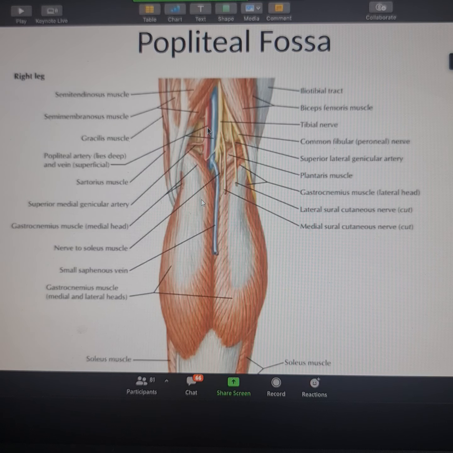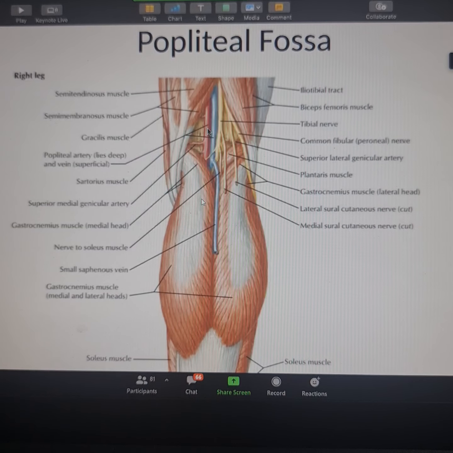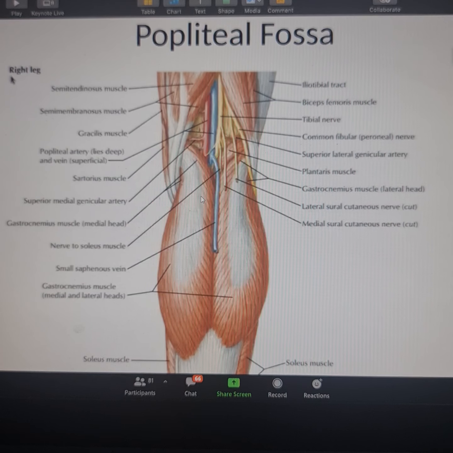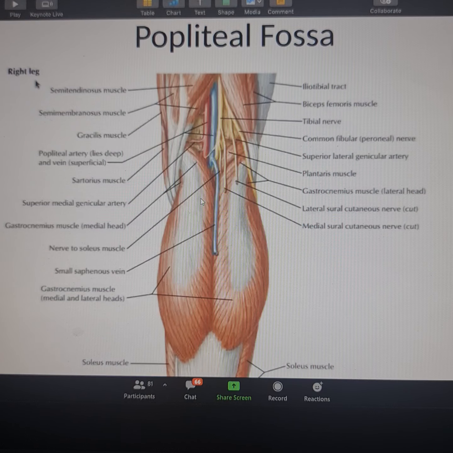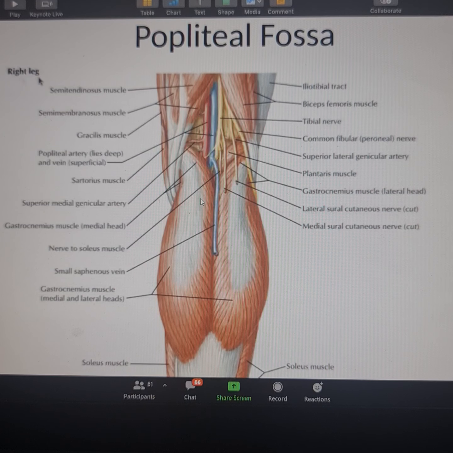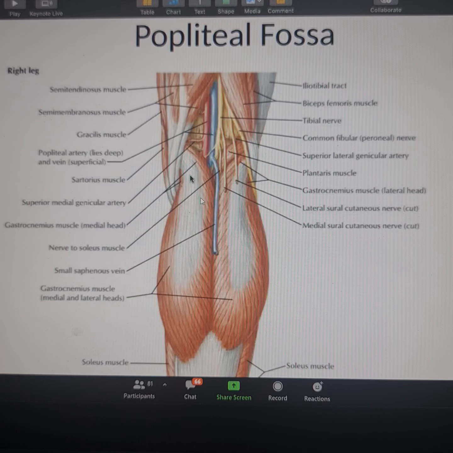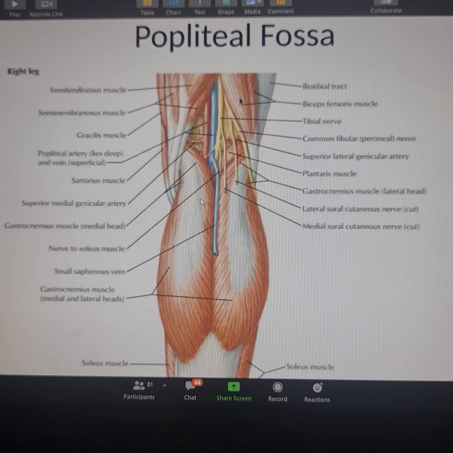Alright? So, first, let us identify which is medial, which is lateral. Left side is medial. Right side, lateral. Oh, it has a label, right leg. So you don't have to think. There's a label, right leg. So therefore, this is the right. So if this is the right and you're looking at the back, this is medial, this is lateral. So you have now the muscles that we have identified a while ago. You have plantaris, biceps femoris, semimembranosus, semitendinosus, and the gastrocnemius.